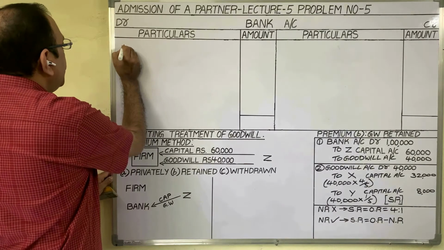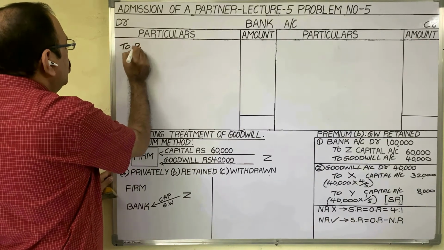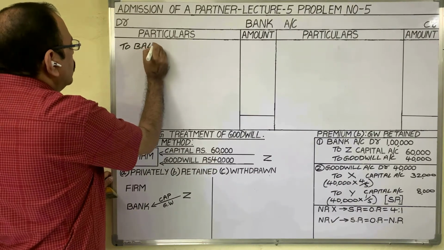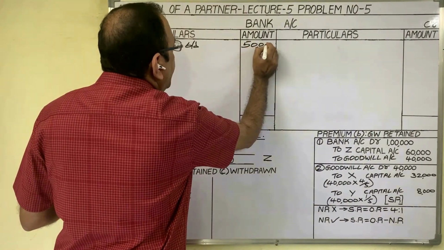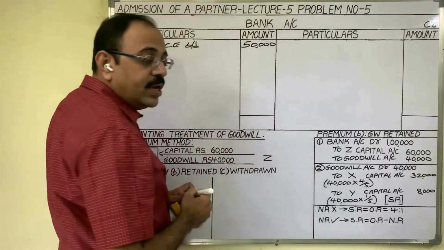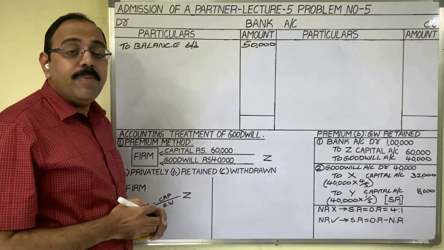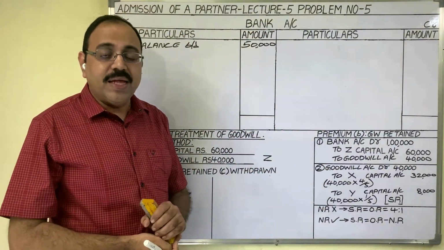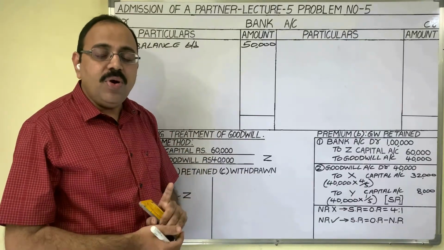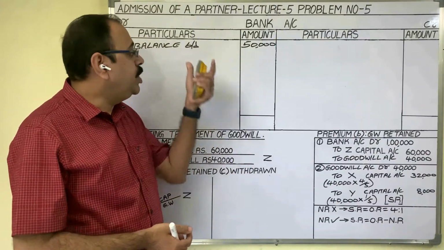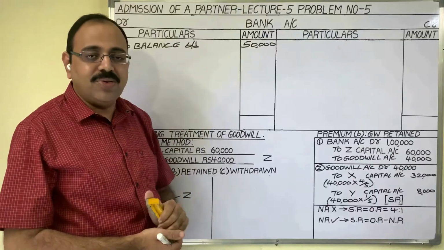On the debit side, you have to write this opening balance: to balance brought down, 50,000 rupees. Why are we showing this bank balance on the debit side? Because bank balance is an asset. An asset shows a debit balance. Therefore, the opening balance should be shown on the debit side of the bank account.